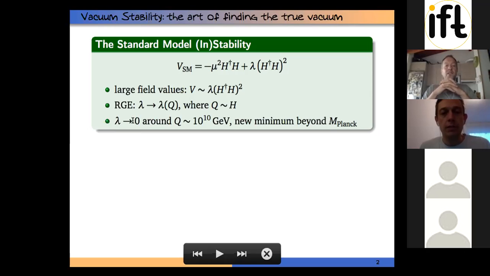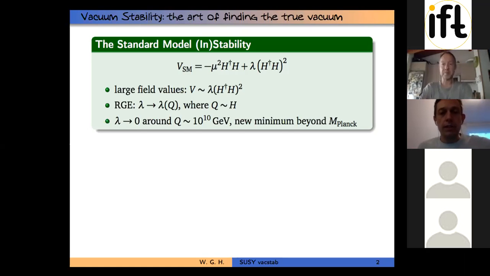Now, including loop effects, the running of lambda will lead to a point when you go with a scale that is related to the field strength of the Higgs field. At rather large values of the scale, you will reach a point where lambda turns towards 0 and gets actually negative. And then a new minimum is developed well beyond the Planck scale. So this is basically the instability we are facing in the standard model, and then you can go to the discussion of metastability, discuss the vacuum lifetime, and so on. This is the case in the standard model.